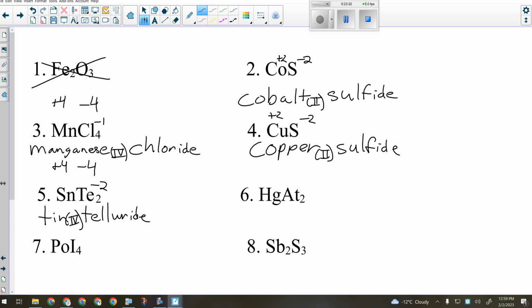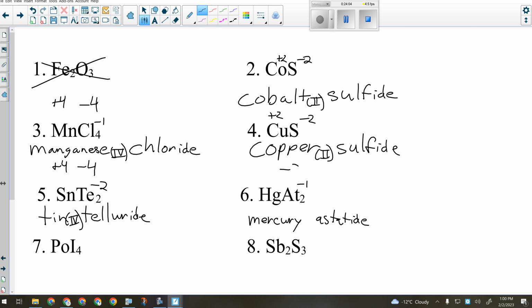And then for number 6, Hg stands for mercury, and it is with astatine. That'll be astatide. Right, and mercury can be a 1 or a 2. So it can be a 1 or a 2. Astatine is always a -1.